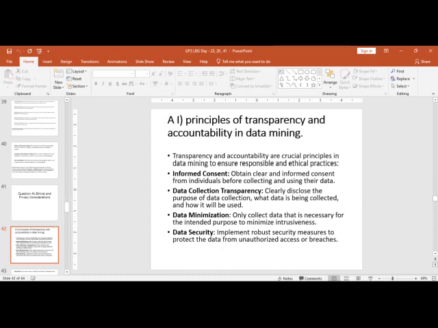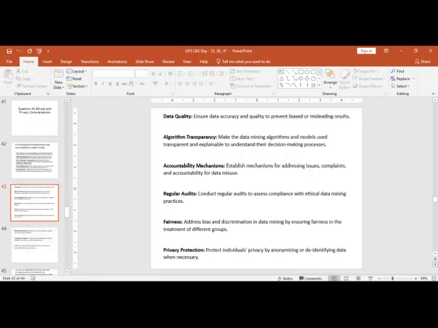You have data security. You have to implement robust security measures to protect the data from unauthorized access or breaches. Also, have data quality. Ensure data accuracy and quality to prevent biased or misleading results. Also, algorithm transparency. You have to make the data mining algorithms and models transparent and explainable to understand their decision-making processes.